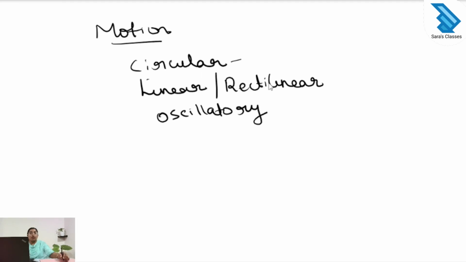Next is linear or rectilinear motion. For example, if you are walking through a road, you are moving in a straight line. So that is linear or rectilinear motion. When an object is moving in a straight line, it is known as linear or rectilinear motion. Next is oscillatory motion. All of you have seen the pendulum of a clock. That is oscillatory motion. Oscillatory motion means the to and fro motion. The to and fro motion of an object is known as oscillatory motion.